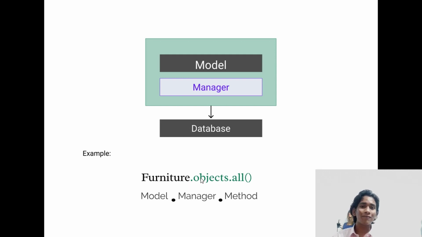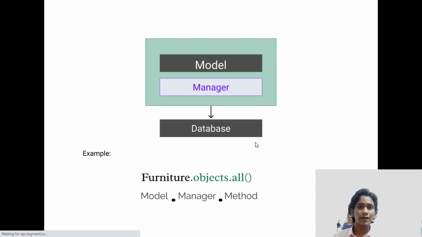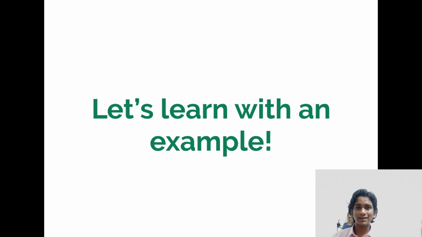Now you can rename the manager, you can do various things with it, but it will have some default methods on it, and all is one of those methods. Then you have filter, get, and other methods as well. You have create, you have save, and many other methods. Now we move on and see it with an example.